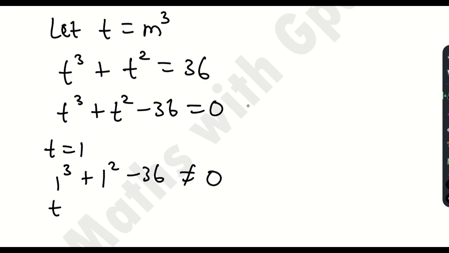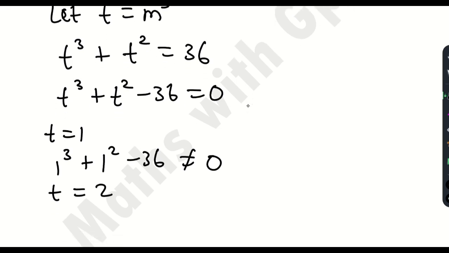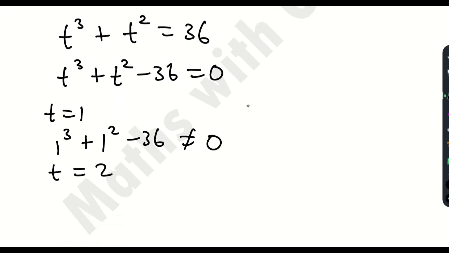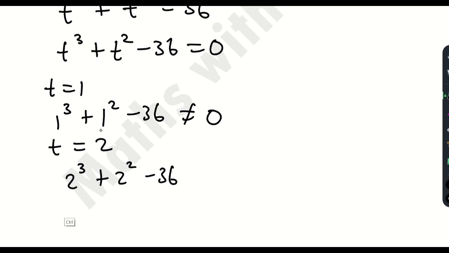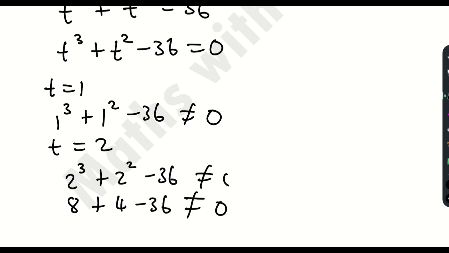What about when t is equal to 2? Again, substitute 2 for t here. So this is going to be 2 raised to the power of 3 plus 2 raised to the power of 2 minus 36. What is 2 raised to the power of 3? That's 8. Then this is what? 4, then minus 36. Again, this is not equal to 0. So this right here is not a solution.